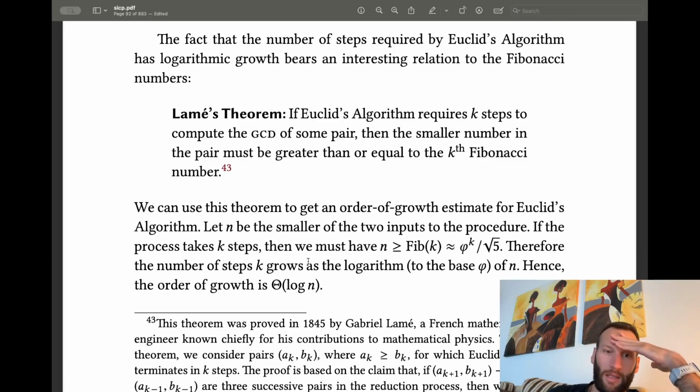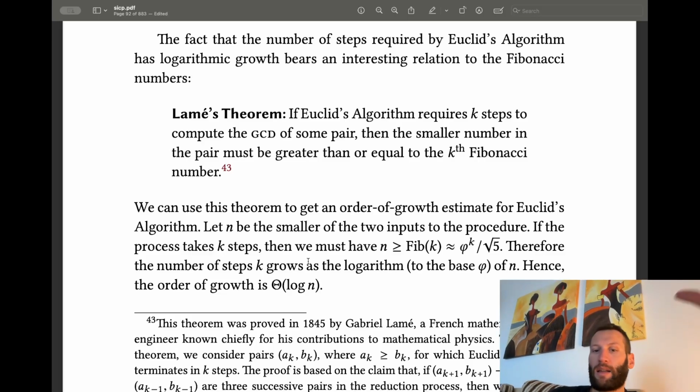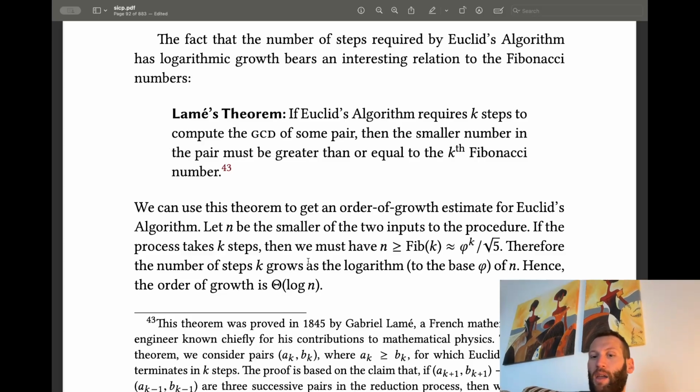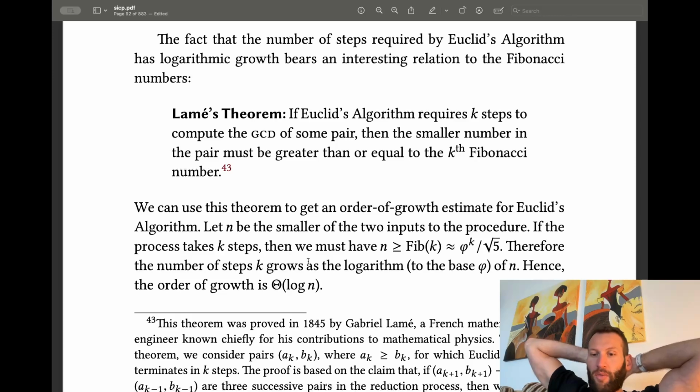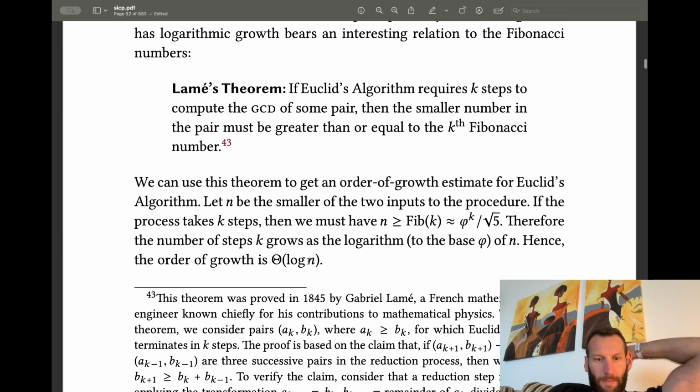Let n be the smaller of the two inputs of the procedure. If the process takes k steps, then we must have n greater than or equal to the kth Fibonacci number, which can be approximated by phi to the power of k divided by the square root of 5. Therefore, the number of steps k grows as the logarithm to the base phi of n. Hence, the order of growth is theta log n. I see.